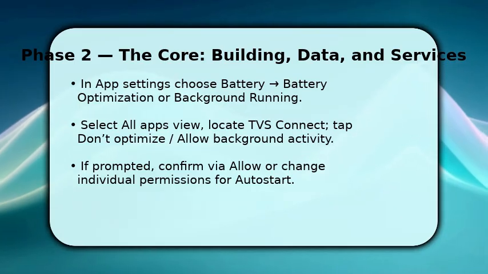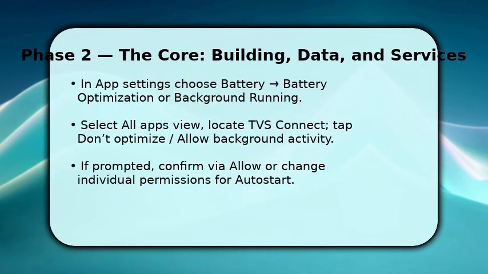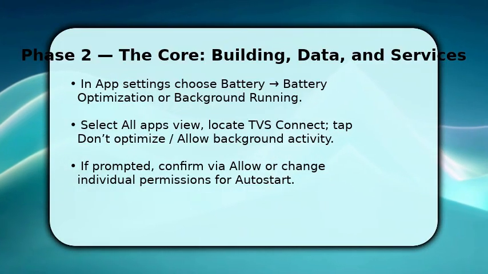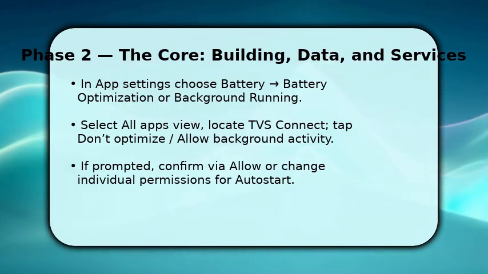If OnePlus shows an auto start or special access prompt, enable it to let TVS Connect restart when needed. This prevents aggressive killing by Oxygen OS, so notifications and device discovery work reliably.